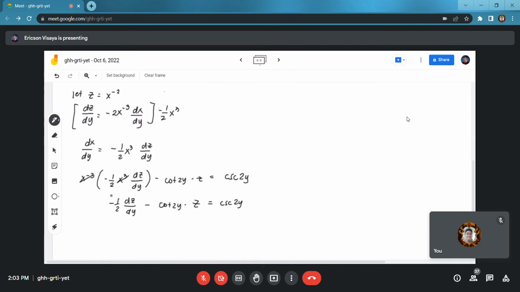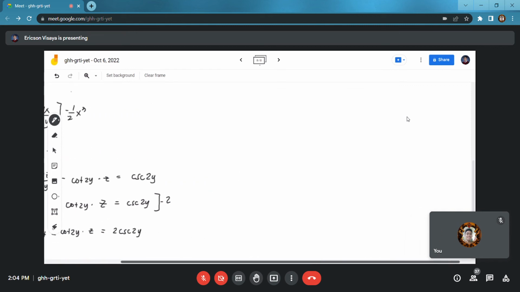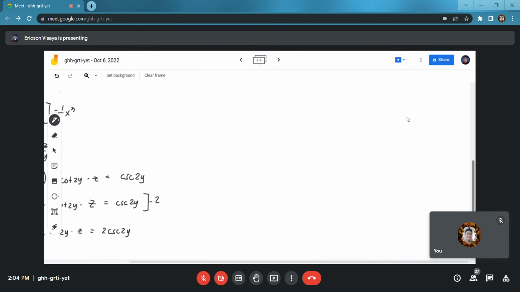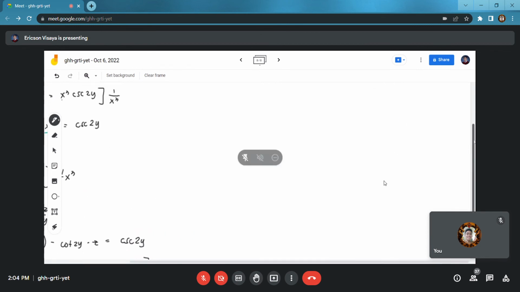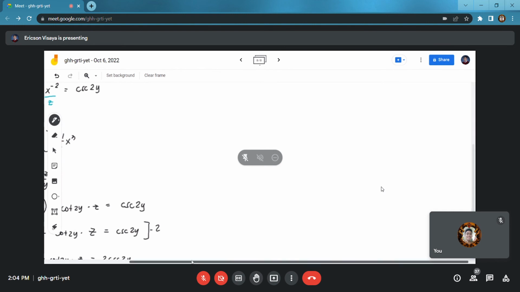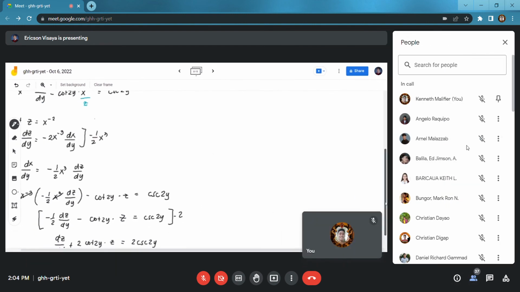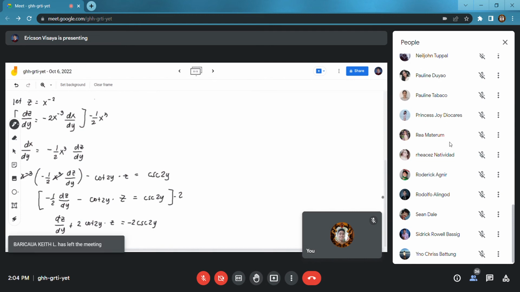Then, multiply both sides ng negative 2. Ay, sagot natin, dz over dy. Negative, negative, so bali positive, plus 2 cotangent 2y times z is equal to 2 cosecant 2y. So, na-reduce na natin siya sa linear differential equation form. Sir, hindi ba negative 2 cosecant? Oo pala, negative 2. Negative, negative. So, negative 2.